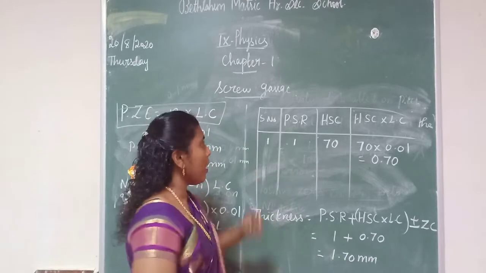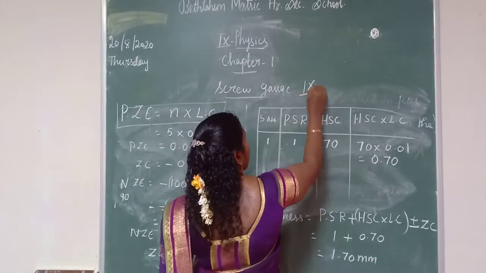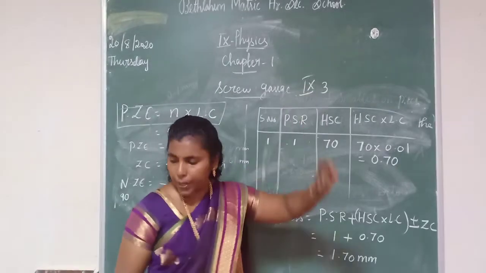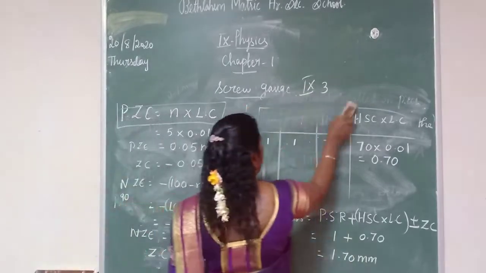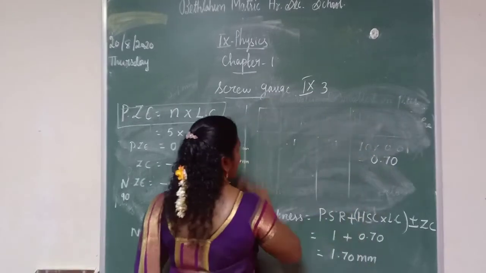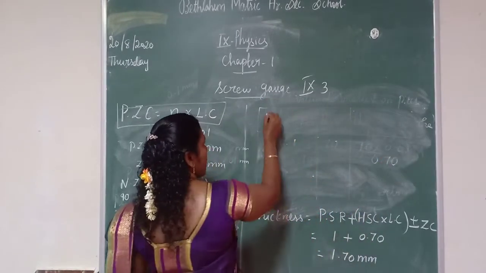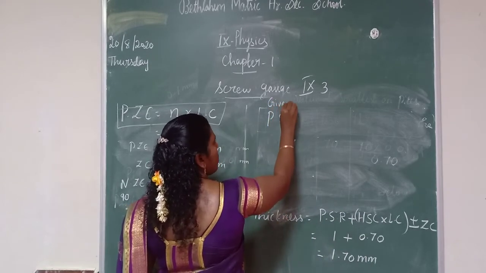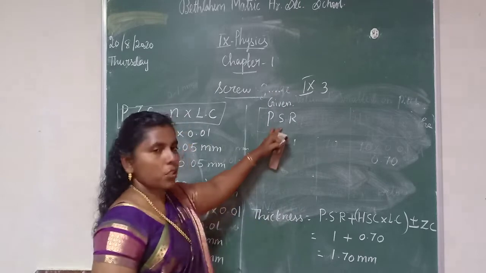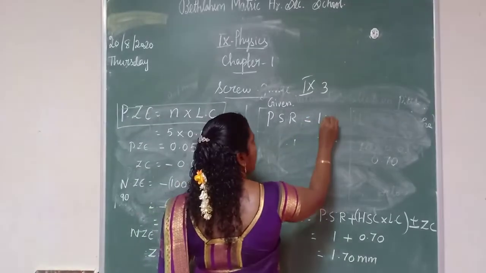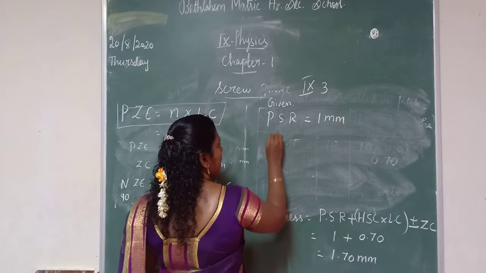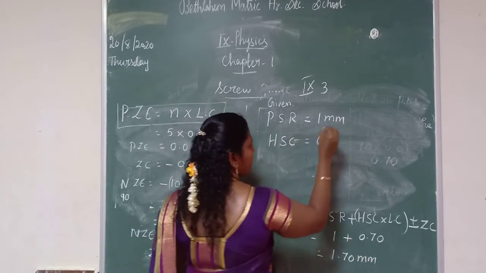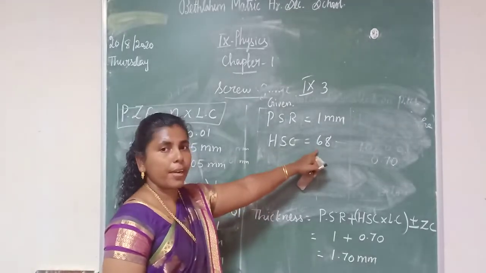The same model for Rome letter 9, question number 3. In the problem, the PSR value is given in the question. First you have to write what is given in the question: PSR equal to 1 millimeter. Next, the head scale coincides is given, that is 68.